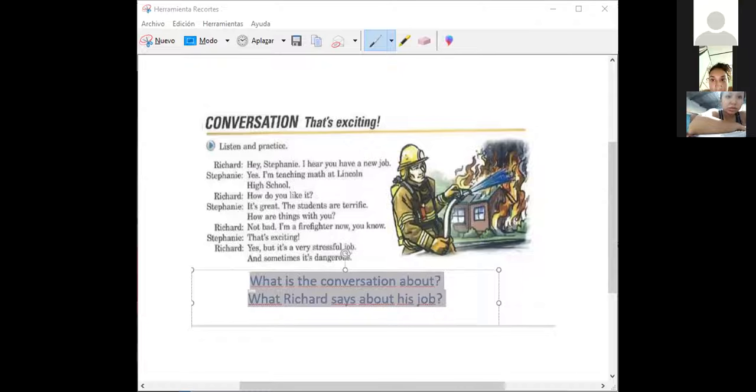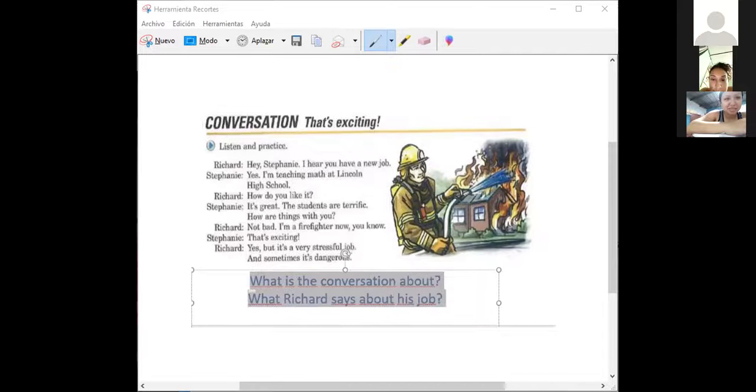Okay, yo creo que ya tenemos que pasar, ¿verdad? Tenemos ahora que contestar las preguntas. What is this conversation about? Se trata del trabajo de Joe. Le dice que si ella tiene un nuevo trabajo. Y ella le dice que sí, que como que es profesora de una escuela. Profesora de matemáticas. Y entonces, él le dice que si le gusta su trabajo. Y ella le dice que sí, que es genial, pero que los estudiantes son terribles.